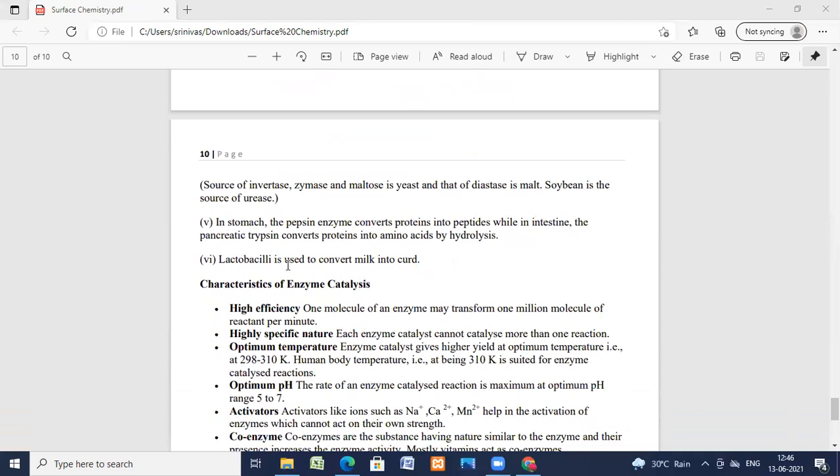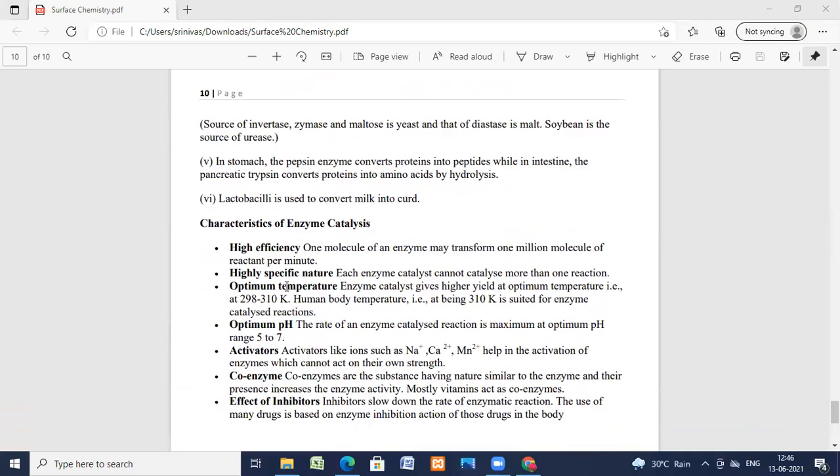Now, what are the characteristics of enzyme catalysts? It should be highly efficient. In the stomach you can see pepsinogen is converted into pepsin, which converts proteins into peptides. Proteins are converted into peptides in the intestine. Lactobacillus is used to convert milk into curd. All these are biocatalysts.